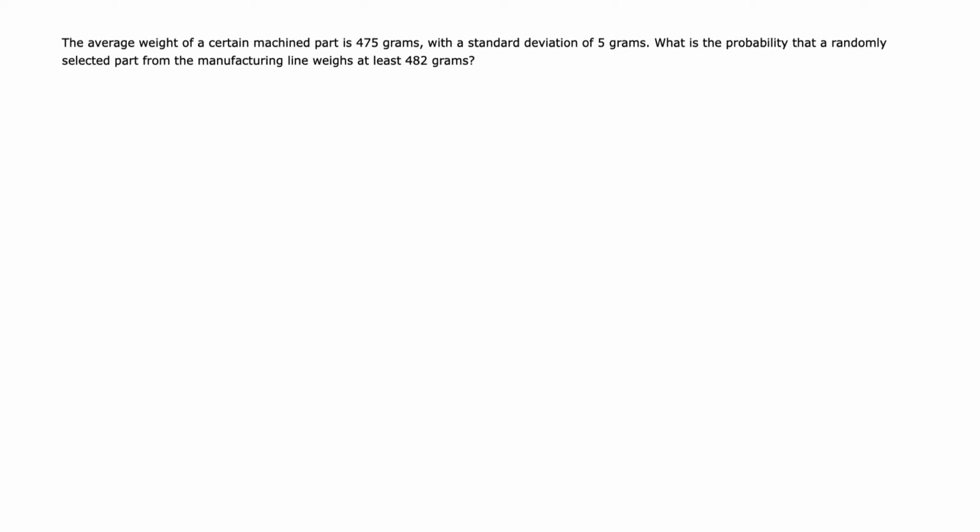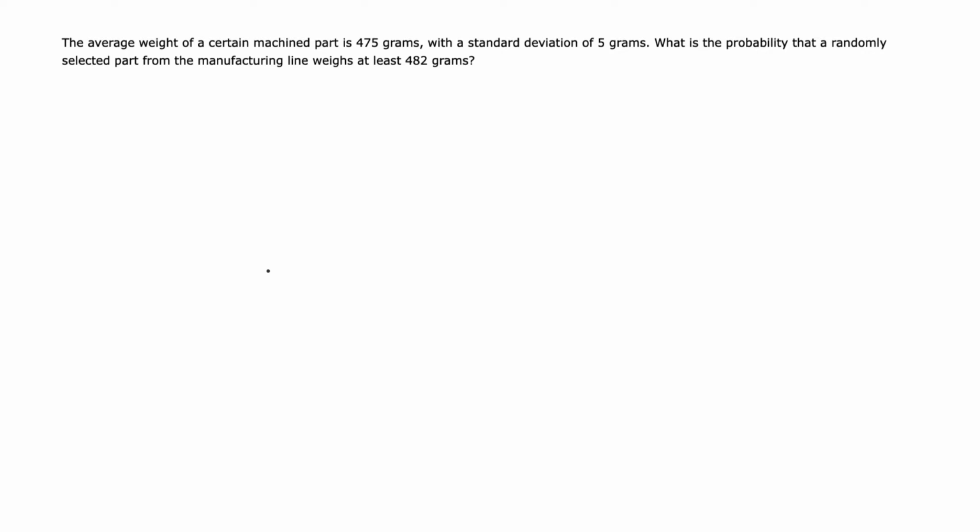The average weight of a machined part is 475 grams with a standard deviation of 5 grams. What is the probability that a randomly selected part from the manufacturing line would weigh at least 482 grams?